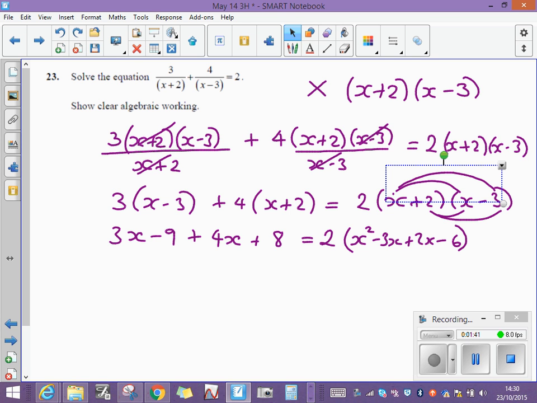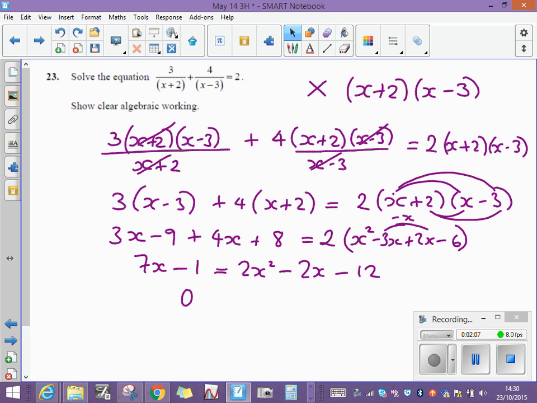So simplifying the left hand side, I've got 3x plus 4x, which is 7x, minus 9 plus 8 is minus 1, and that is equal to, well, if I simplify, I can put these two together as minus x. So we've got 2x squared, and then 2 times minus x, well that's minus 2x, 2 times minus 6 is minus 12.